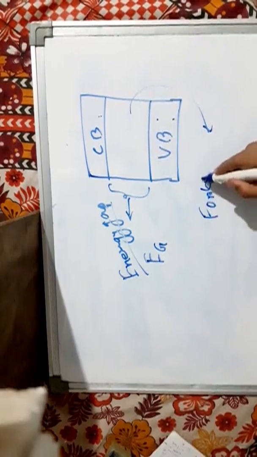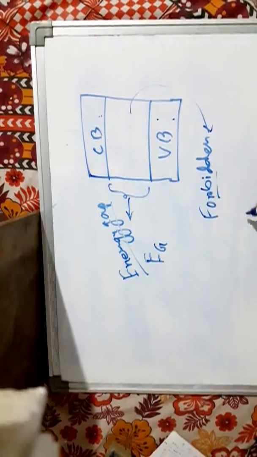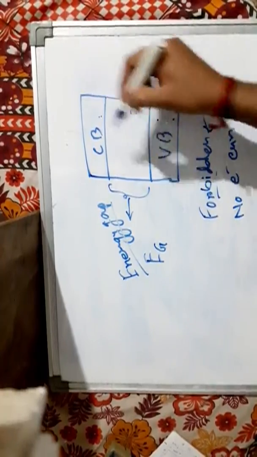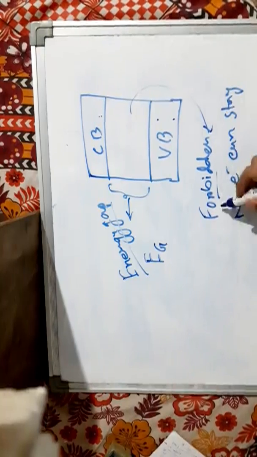What is meant by forbidden? Forbidden means that no electron can stay here. That means electrons are always jumping from the valence band to the conduction band and back to the valence band. So this is a forbidden energy gap.